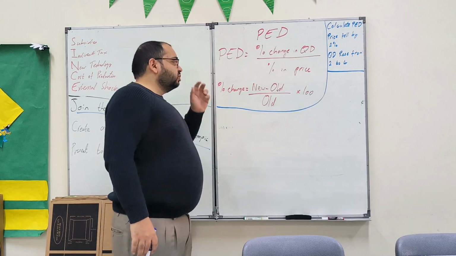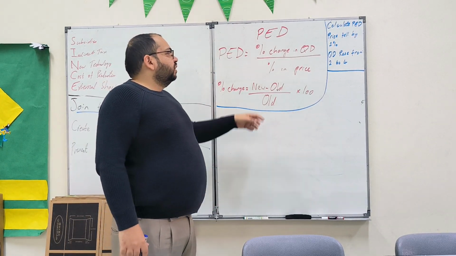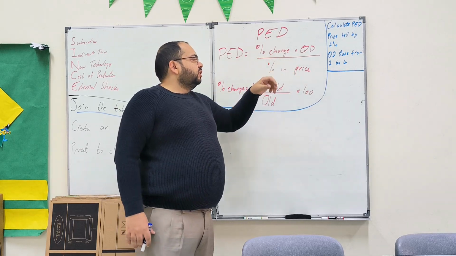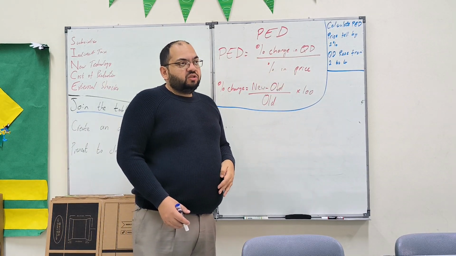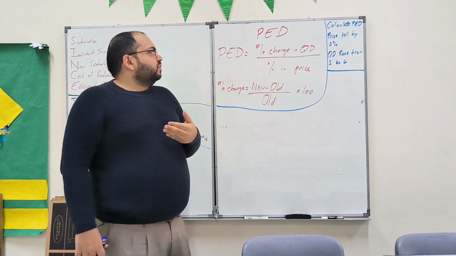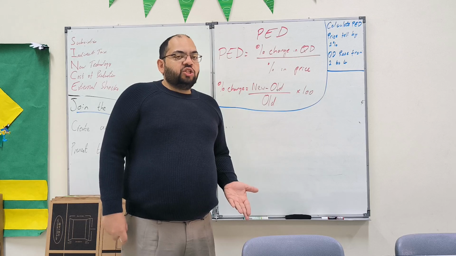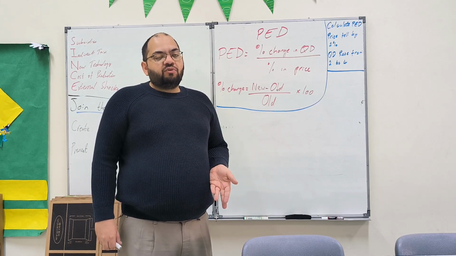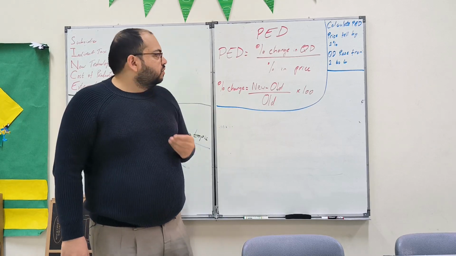So in this instance, the formula for price elasticity of demand is the percentage change in QD divided by the percentage change in price. Okay, so that means if the percentage change in QD changes after a percentage change in price, then there is definitely some sort of elasticity.